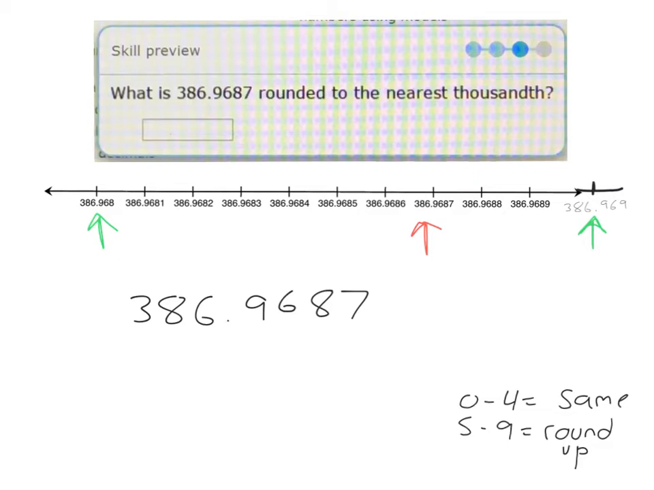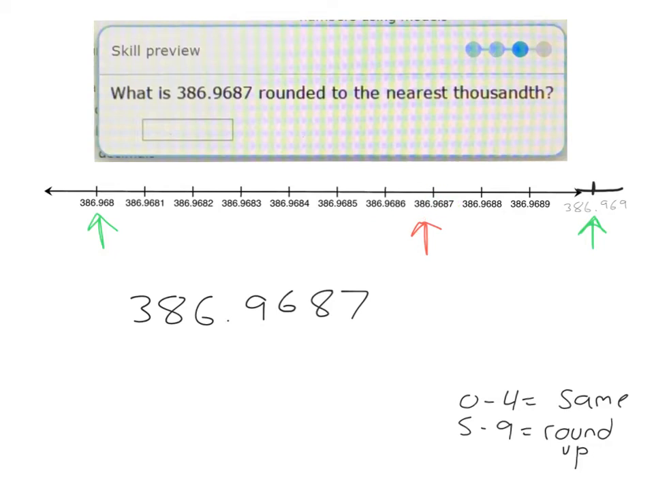This example says, what is 386 and 9,687 10,000ths rounded to the nearest thousandth? So I've got 386 968 thousandths here. Notice there's the 8 in the thousandths column. And 386 and 969 thousandths over here. So the 9 in the thousandths column. And the bits in between, notice we have 1 10,000th, 2 10,000ths.